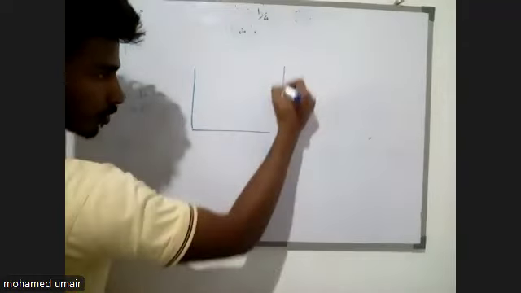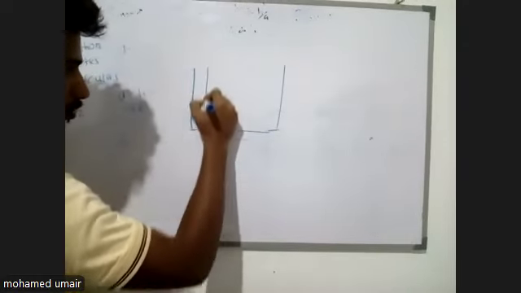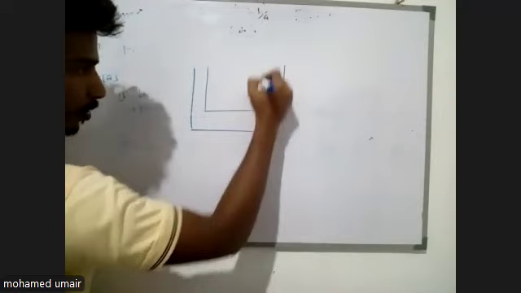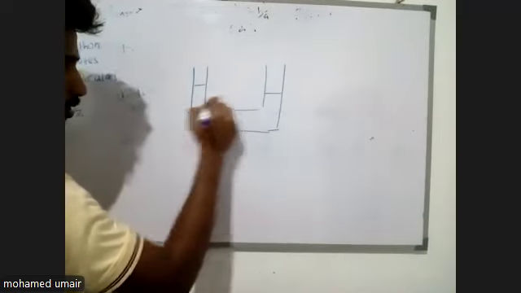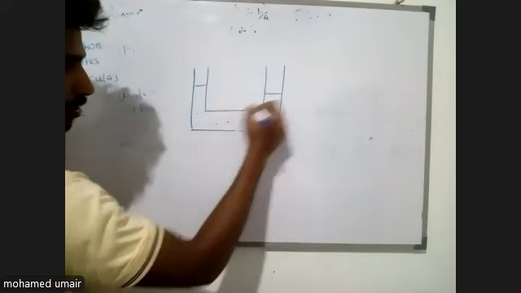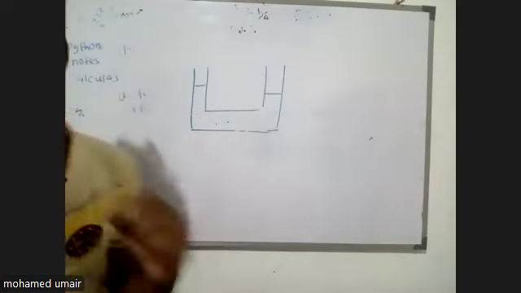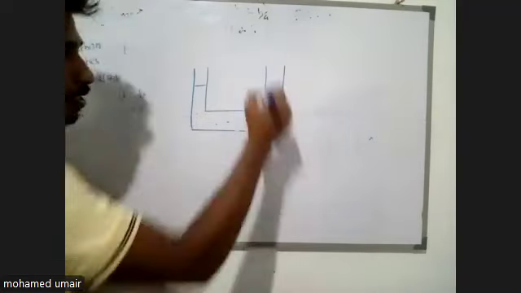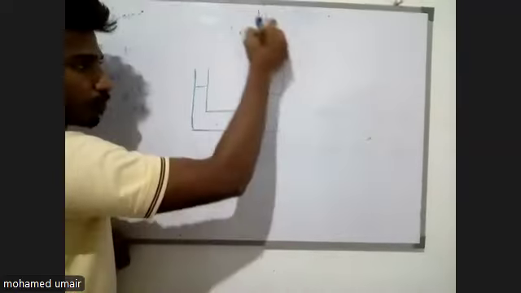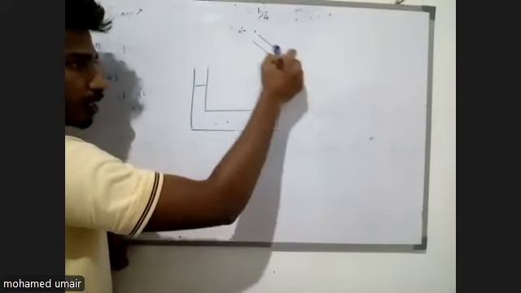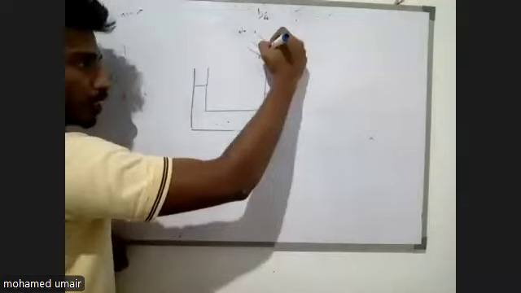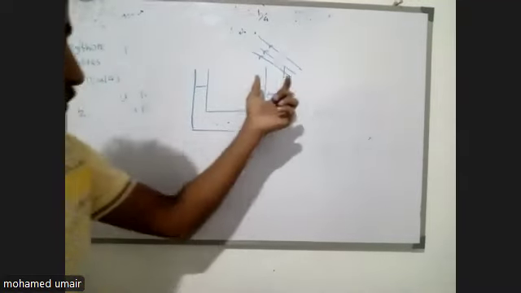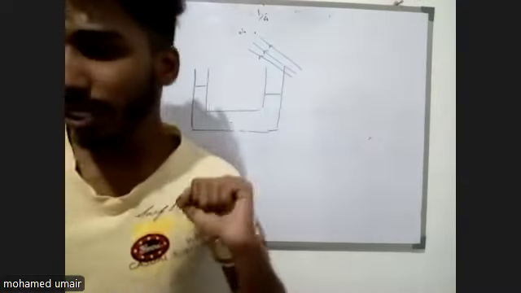So there is a U-tube which has been given. And of course, it will have two different liquids. So let me just mark it in white. What they are saying here is that one of these tubes is subjected to a certain velocity.